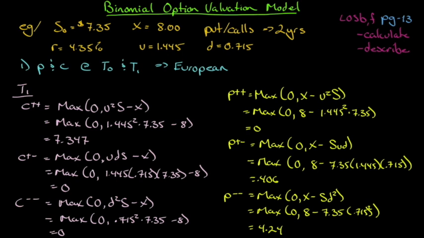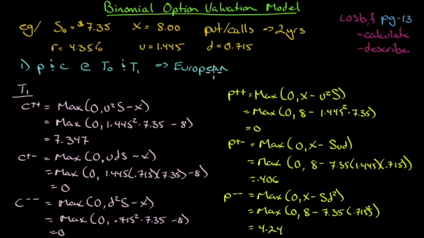This is easy stuff. We observe a stock at a current price of $7.35. We're looking at an $8 strike on an option. The puts and calls are 2 years long, so we're going to price out puts and calls for 2 years. We know we have a 2-period binomial model. R is 4.35%, U is 1.445, D is 0.715. The first thing we want to do is find out P and C at both T0 and T1. So we need P plus, P minus, C plus, C minus, and P and C if they are European.